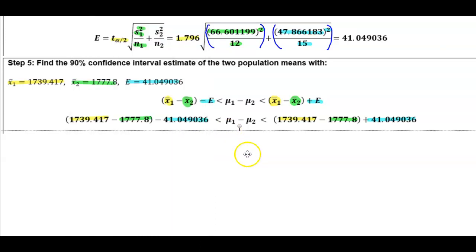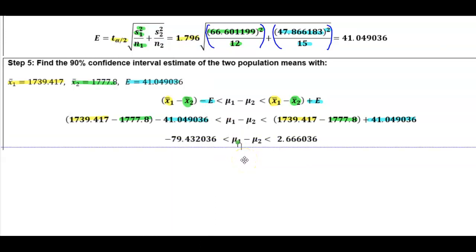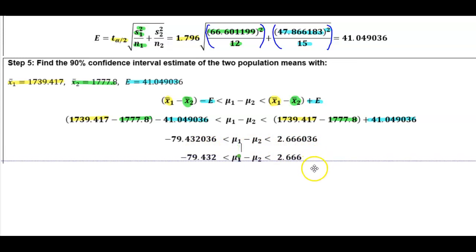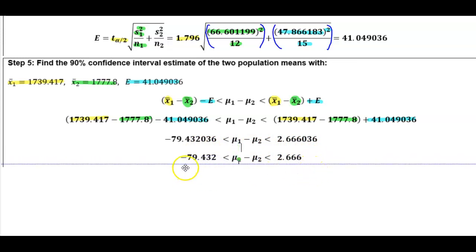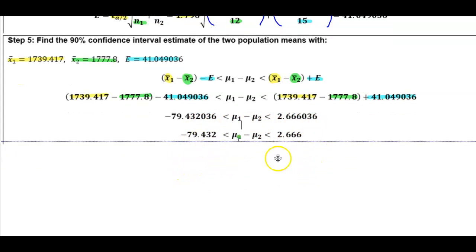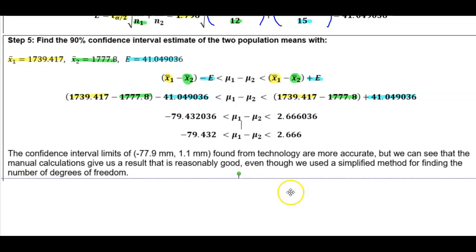So if we round these to 6 decimal places, we get negative 79.432036, and then negative 2.666036. And now we're going to round it to 3 decimal places, negative 79.432 and negative 2.666. So this is our lower bound, this is our upper bound. And so now what we want to do is state the following.